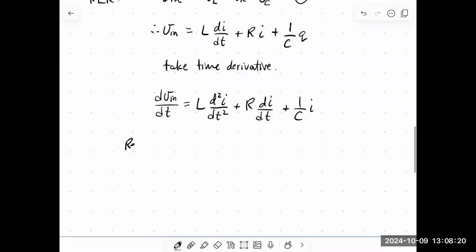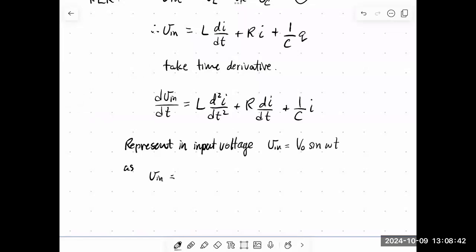We're going to represent the input voltage, which we would usually write as V naught sine omega t. I'm not going to write it that way. Instead, I'm going to write V_in as some amplitude, that's the same, but instead of sine omega t, I'm going to write this as e to the j omega t. And let me just show you, Euler's equation says we could write e to the j omega t as cos omega t plus j sine omega t.